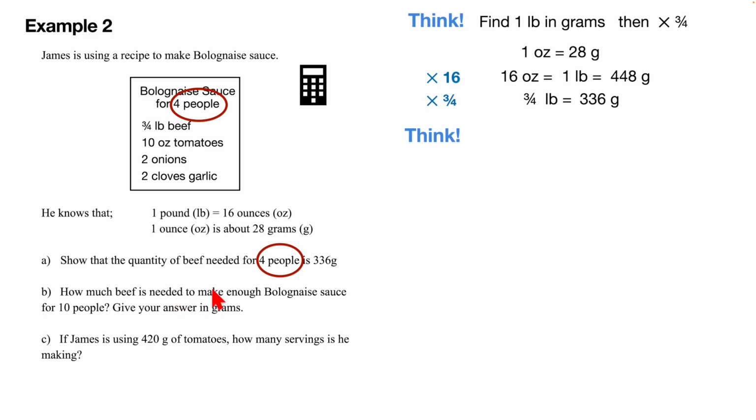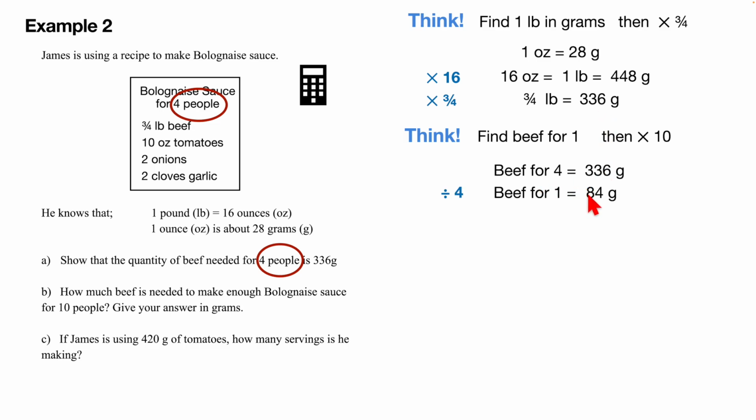Thinking, how much beef is needed to make bolognese sauce for 10 people? Right, find the beef for 1, then multiply by 10. This is what I would say is the easy way. Beef for 4 equals 336. I've just worked that out. Divide by 4, beef for 1 is 84, times 10. Beef for 10, 840. Other methods do exist, but this one's good enough and it gives me an answer I feel very confident with.